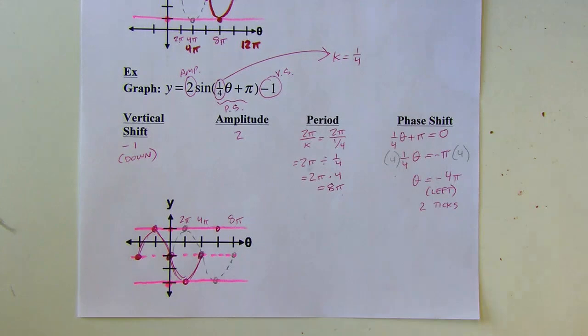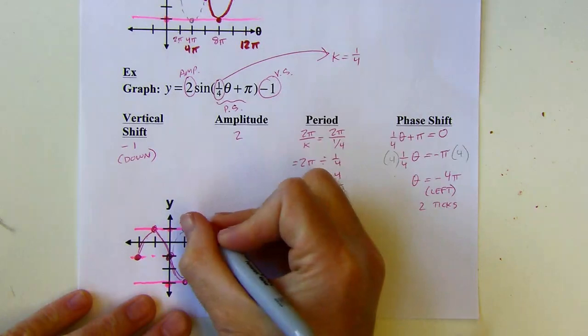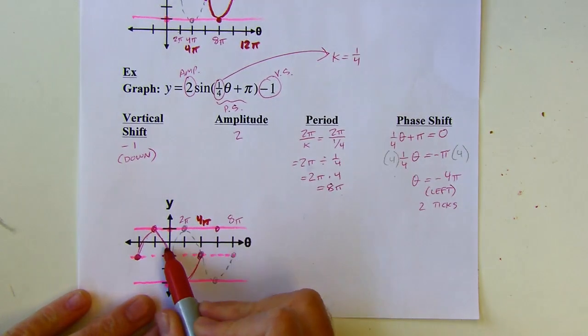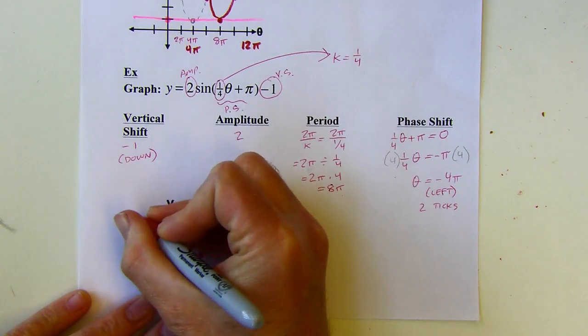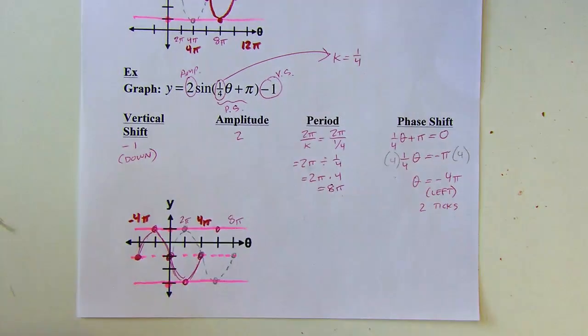Okay, and last thing is to label. Already got the end labeled at 4 pi, and each tick was 2 pi, so I went 2 pi, 4 pi to the left here. So my cycle stretches from -4 pi to +4 pi.